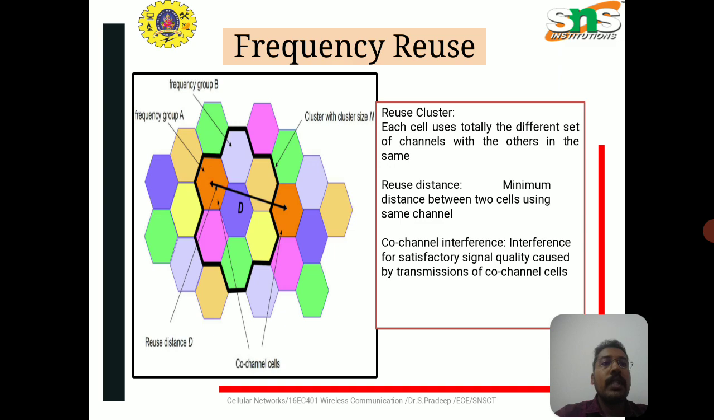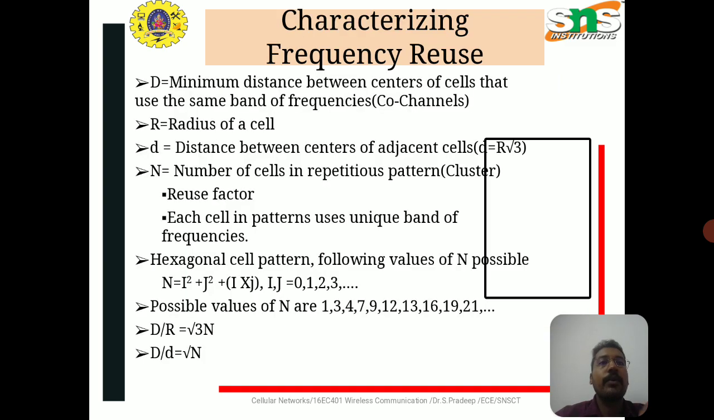Frequency reuse uses cluster technology. Each cell uses a totally different set of channels from the others in the same cluster. There is a minimum distance between two cells using the same channel. Co-channel interference, needed for satisfactory signal quality, is caused by transmissions of co-channel cells.